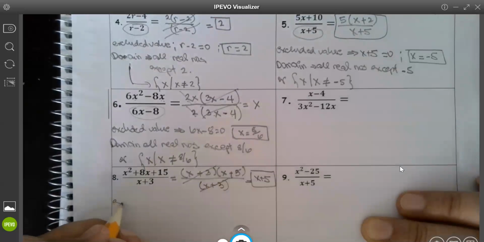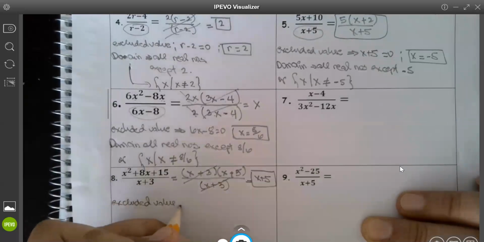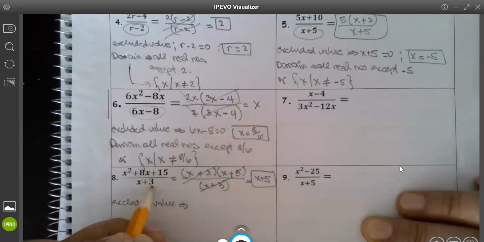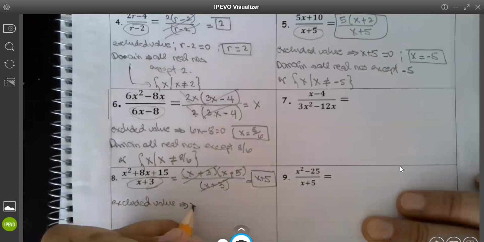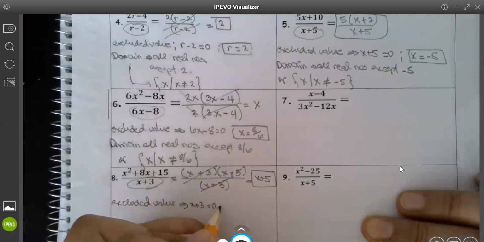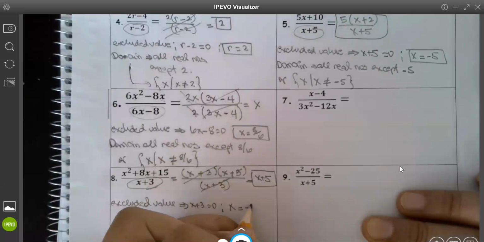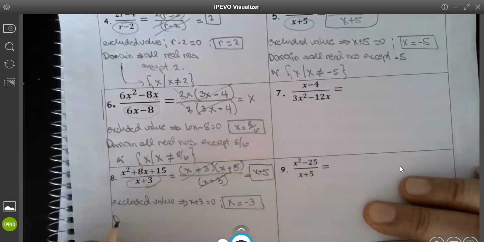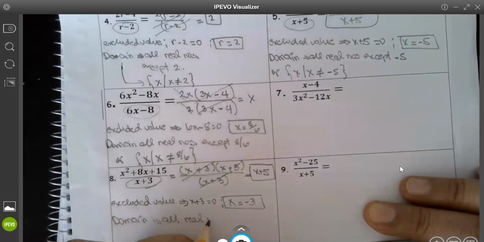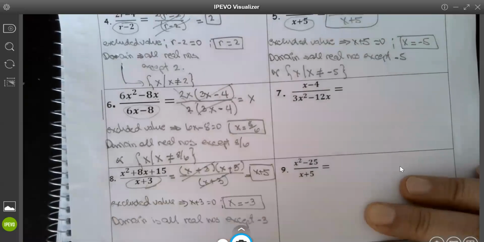Okay, excluded value. By now you should know. Take this denominator equal to 0 and solve for x. So x plus 3 is equal to 0. So x is equal to negative 3. That's the excluded value. So the domain is all real numbers except negative 3.